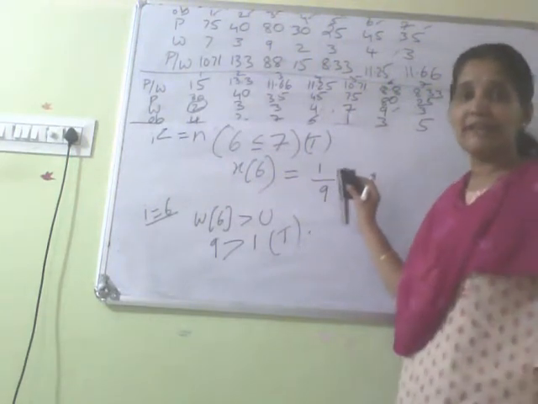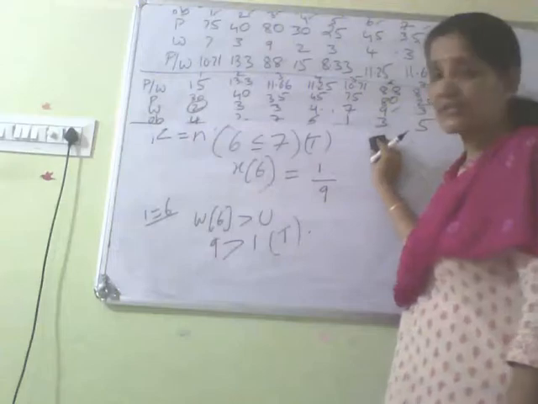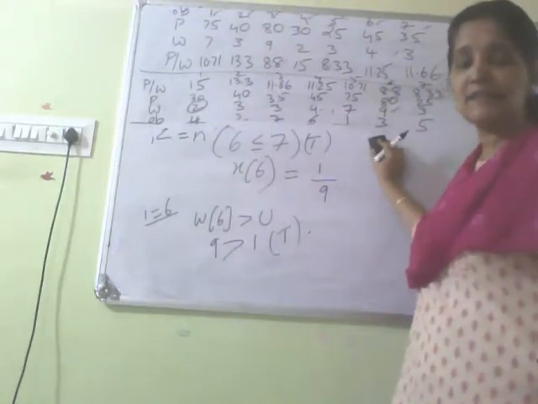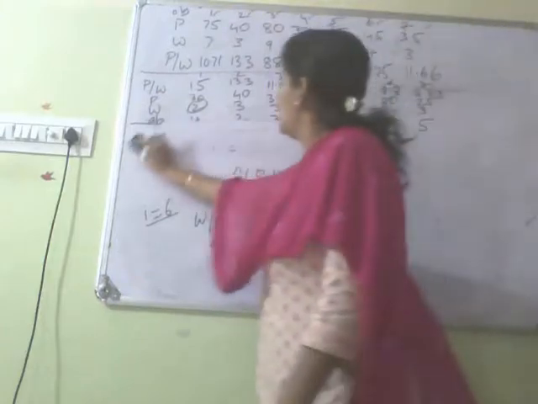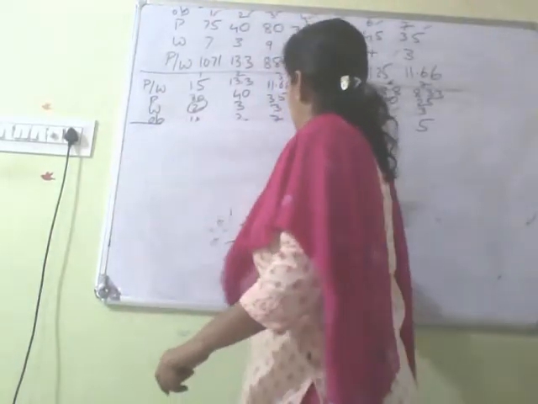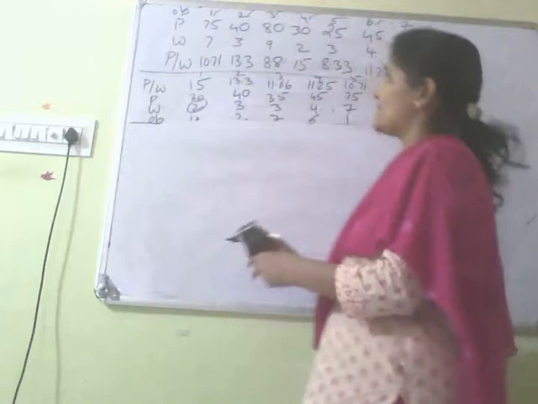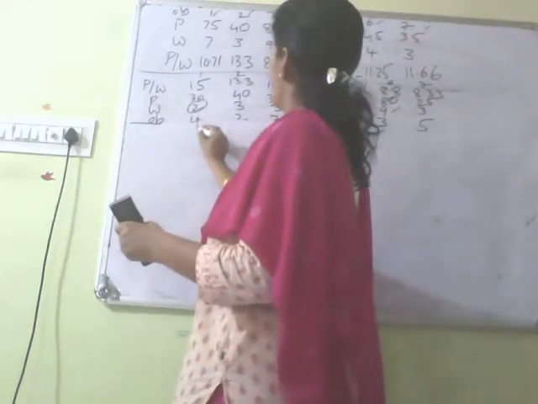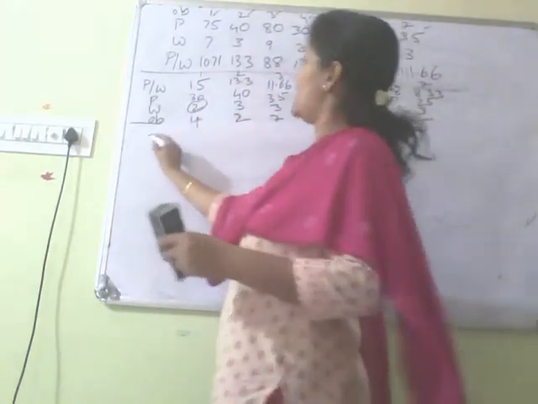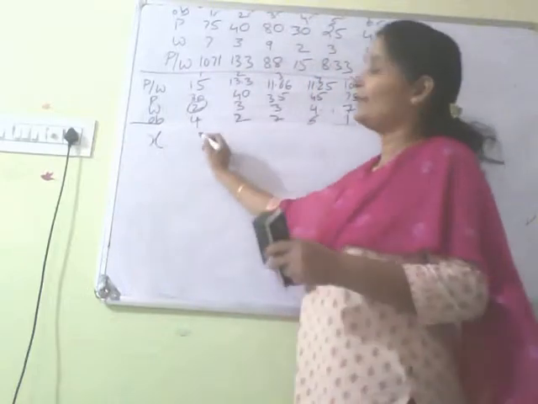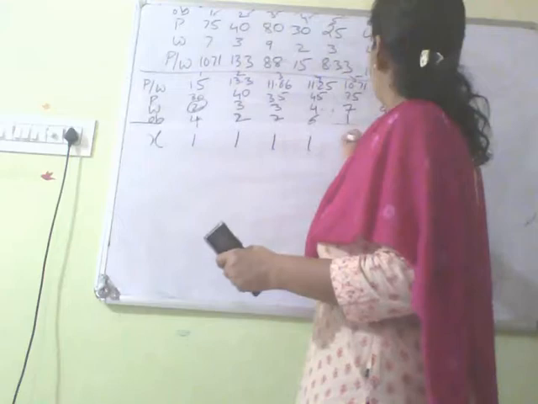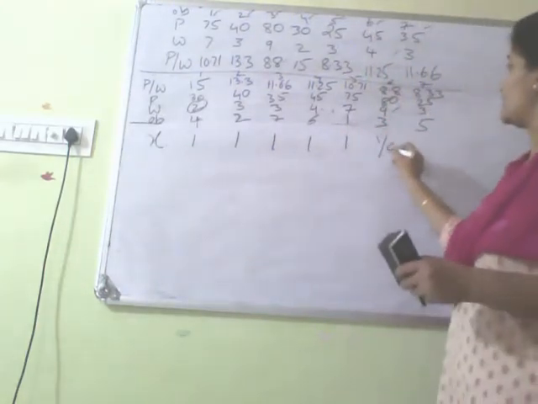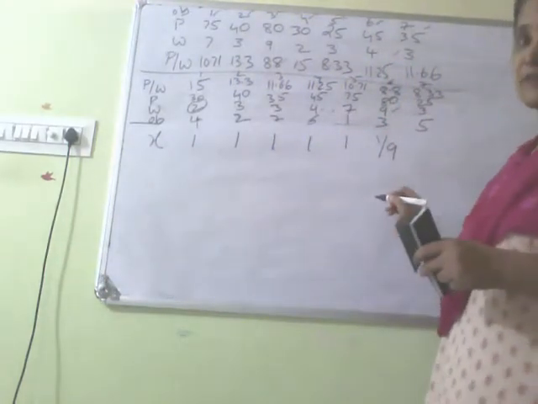Okay, now let us write the final table. I'm just erasing all this. If you have completed, write the table once again. Now what are the x values we got? For the object 4, we got 1. This is 1, 1, 1, 1. And for x6, we got 1 by 9.